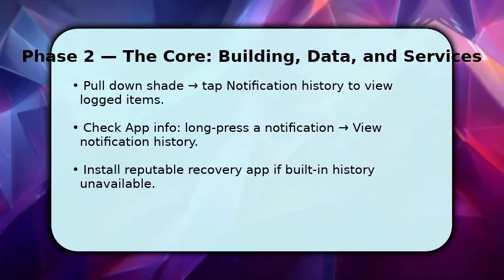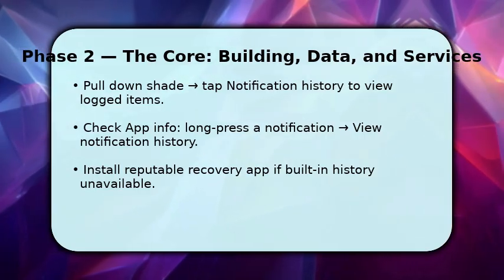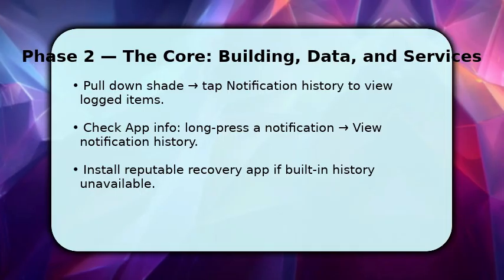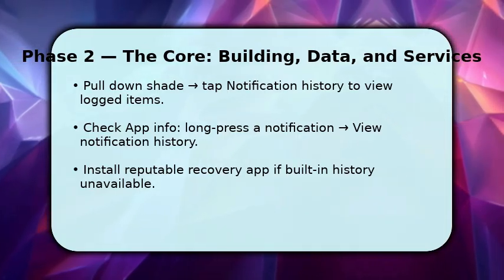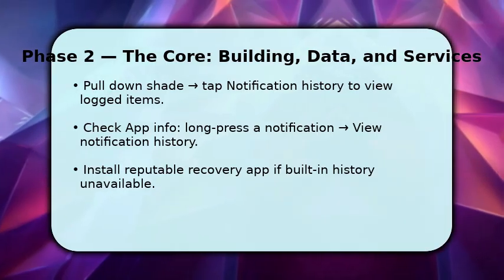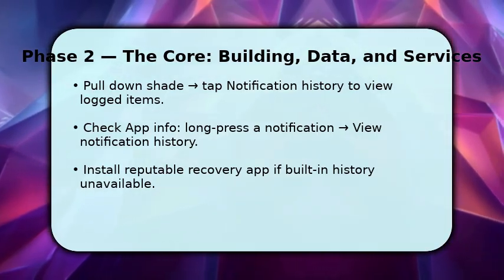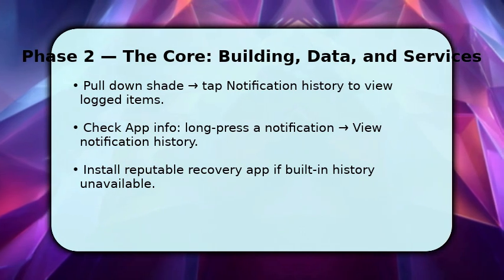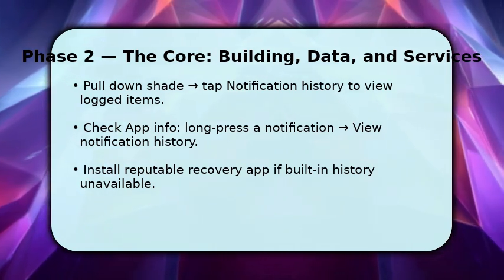If you remember which app sent it, long press an incoming notification or open Settings, then Apps, then the app, then Notifications to inspect recent events. If your Android lacks history, install a trustworthy recovery app and grant notification access. It will store future alerts.